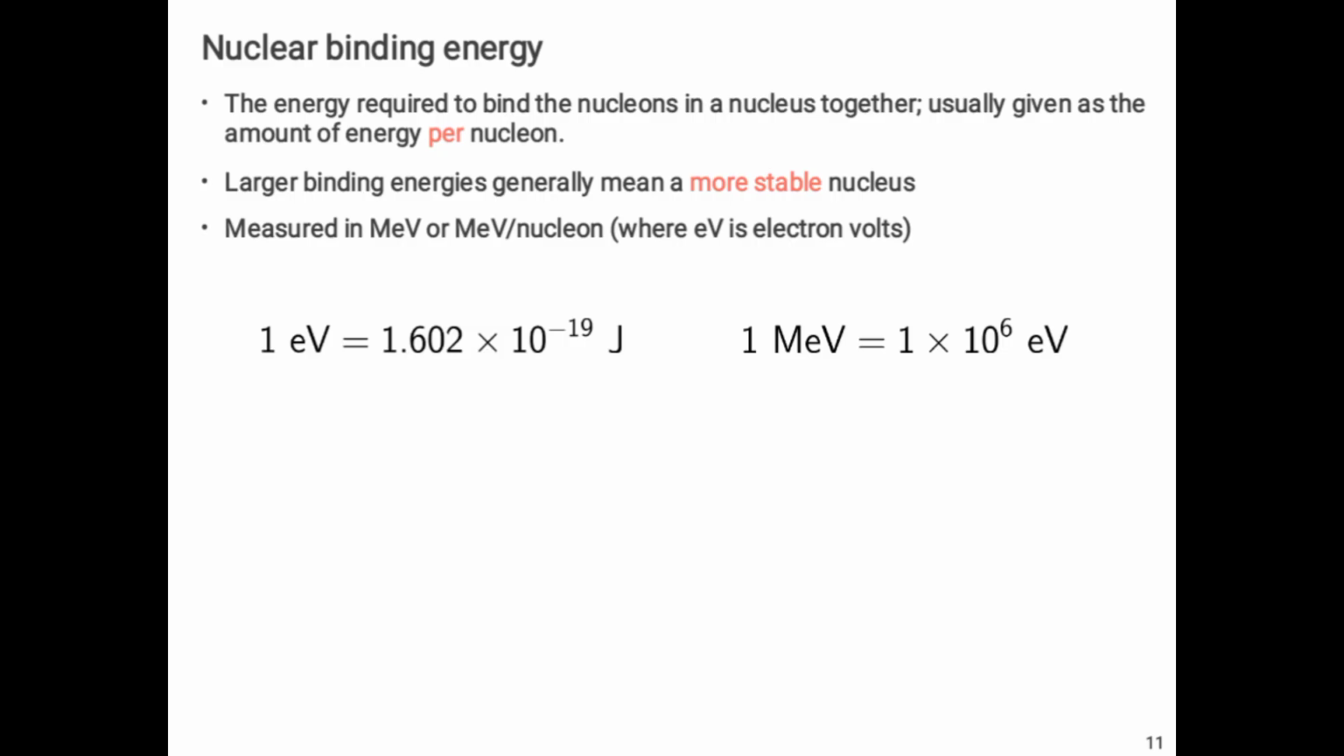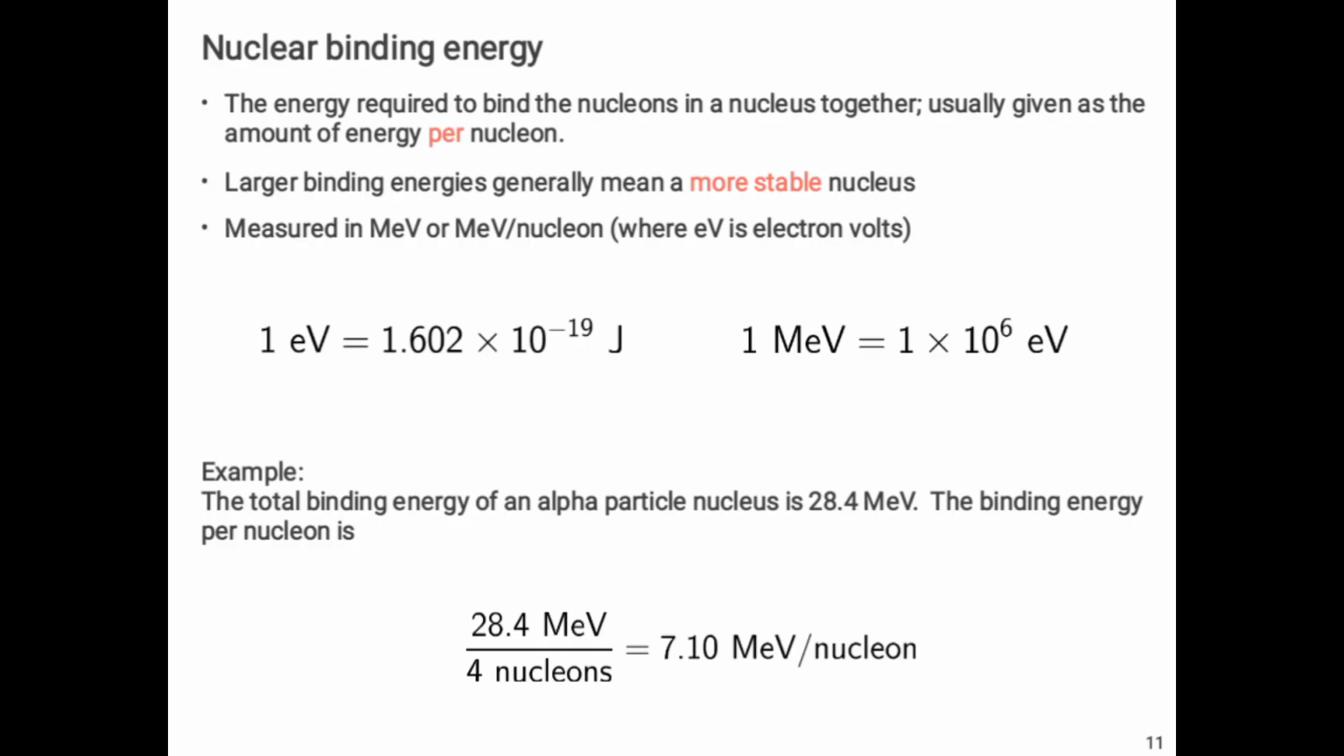Next one is nuclear binding energy. The energy required to bind the nucleons in a nucleus together. It will be the amount of energy per nucleon. Larger binding energy generally means more stable nuclei, measured in MeV per nucleon. EV is electron volt. MeV will be mega electron volt. The example for this binding energy of the alpha particle nucleus is 28.4 MeV by 4 nucleons, 7.10 MeV per nucleon.